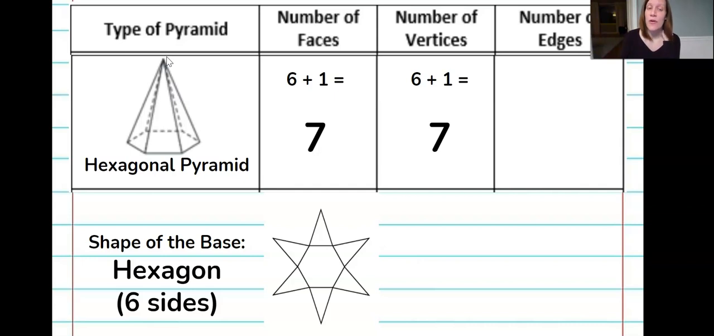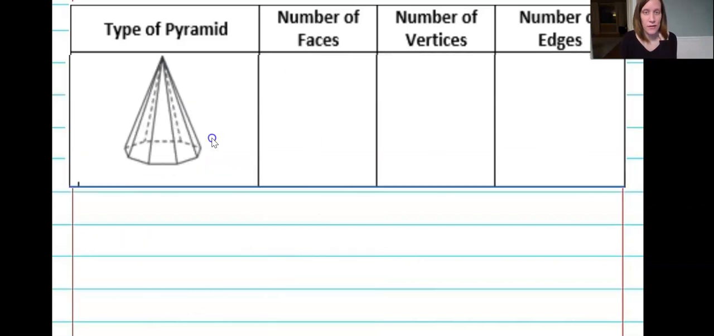And then we have the number of edges. Again, because it is a hexagon and a hexagon has 6 sides, we're going to have 6 along the base and then 6 for all the triangles around the side. 6 times 2 is 12 edges. Make sure you have everything written. And now we have our last one.